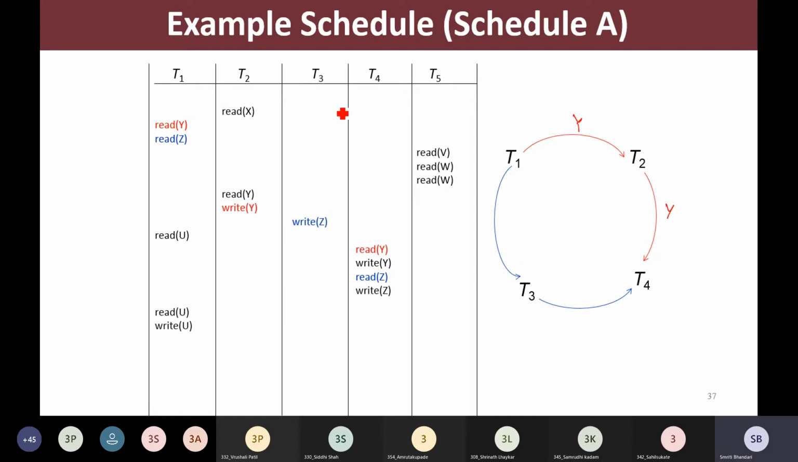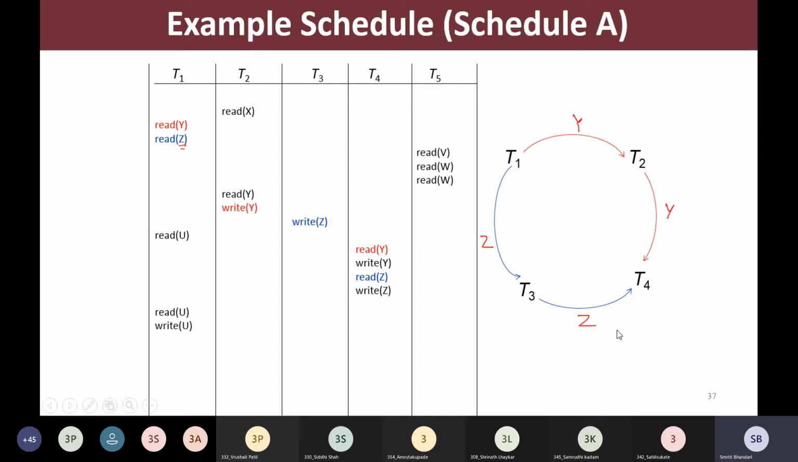Okay, now if we look at this read Z, so Z item is being accessed by T1 and T3. So read Z is there in T1 and write Z is there in T3. So there is a conflict. So from T1 to T3, we should have an arc. Similarly, the same data item Z is being accessed by T4, and that is why from T3 to T4, we are having an arc.